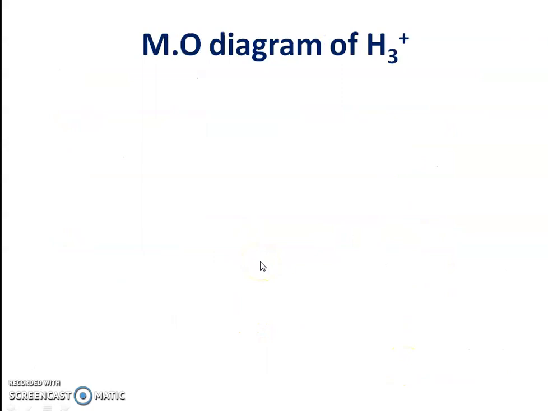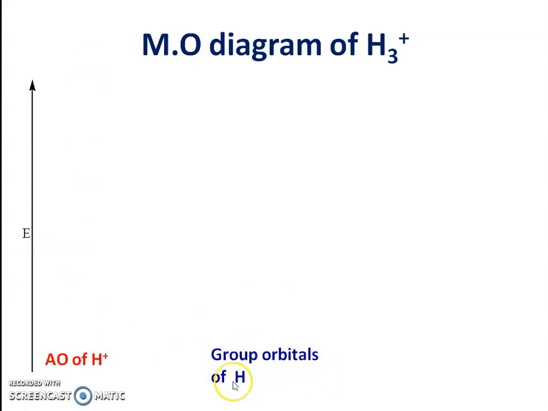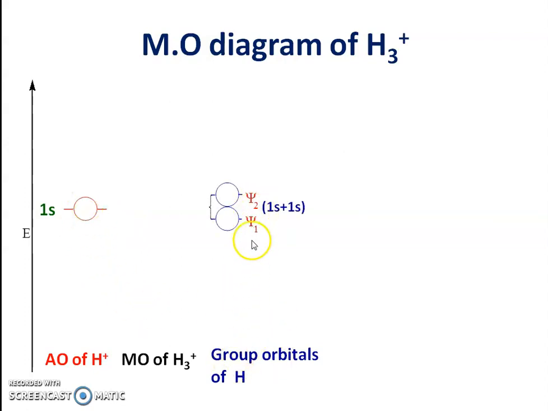Then the molecular orbital diagram of H3 plus: you know, the energy increases from bottom to top. So here the atomic orbital of H plus is considered on the left side. On the right side, the group orbitals of the peripheral hydrogens are taken, and at the center the molecular orbitals of H3 plus are represented. So the atomic orbital of H plus is the 1s orbital and it is vacant, and there are 2 group orbitals, psi 1 and psi 2.